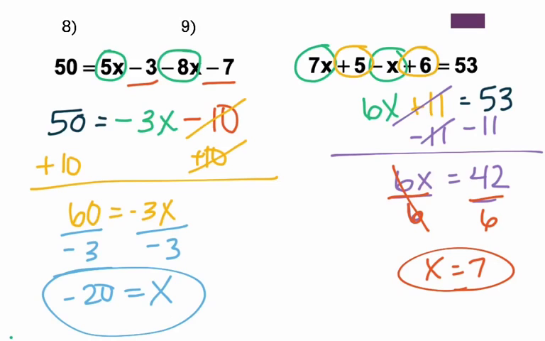Now, again, you can plug that back in. You can always check yourself on these equations and make sure that you did your math correctly. And I'm just going to show you really quick. So 7 times 7 is 49. 49 plus 5 is 54. 54 minus 7, because that's the value for x, right? 54 minus 7 is 47, plus 6 is in fact 53. So we know that we calculated the correct value.